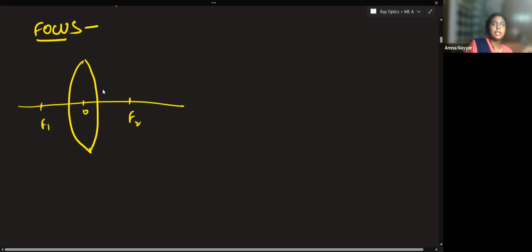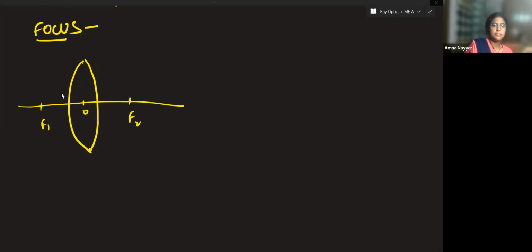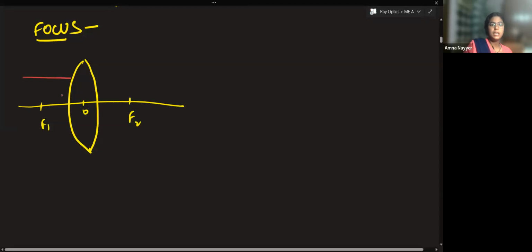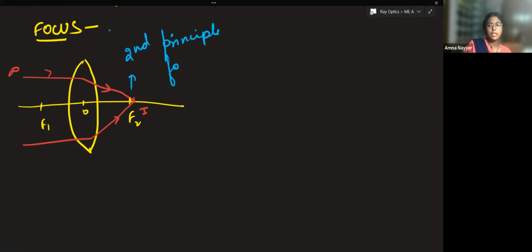So let's say rays are coming. Parallel rays have come and they get converged at this point. This is the image. The object must be at infinity. Now this is known as what? This is called the second principal focus. And this one is known as the first principal focus.